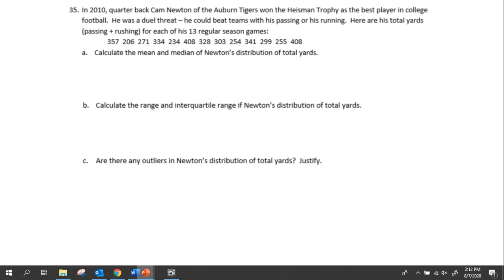In 2010, quarterback Cam Newton of the Auburn Tigers won the Heisman Trophy as the best player in college football. He was a dual threat. He could beat teams with his passing or his running. Here are his total yards for each of his 13 regular season games. Calculate the mean and median of Newton's distribution of total yards. So you would add them all up and divide by 13, and I get that his mean is 307.54.